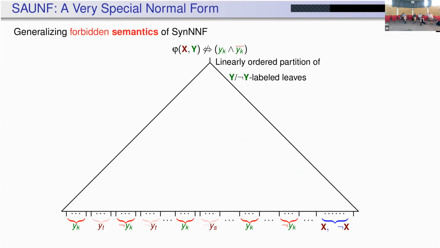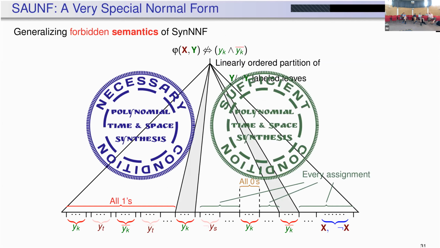And then we asked ourselves, can we get a necessary and sufficient condition? It turns out that that is also possible. Let me not get into the details of this, but it basically says that you can't achieve something like Yk and Yk bar at the top under some restrictions on the inputs.